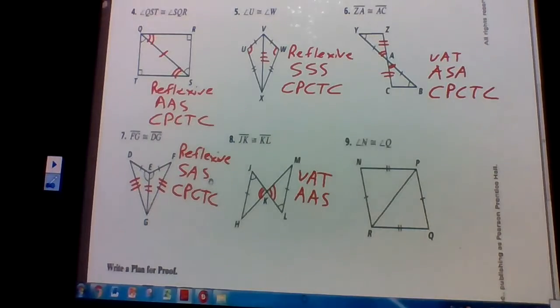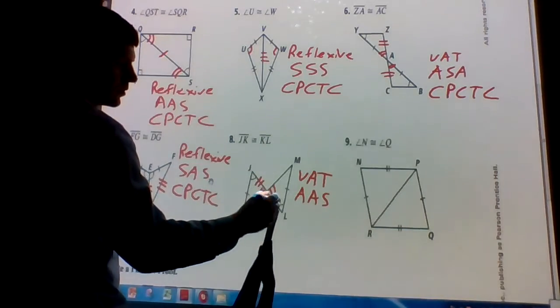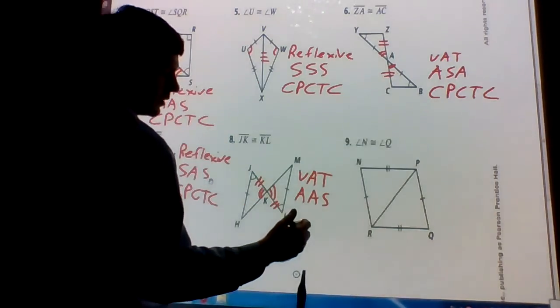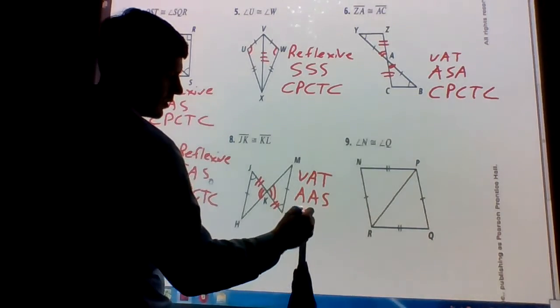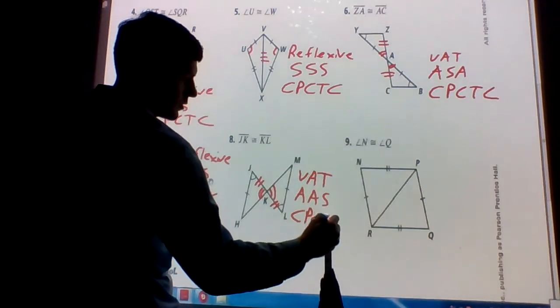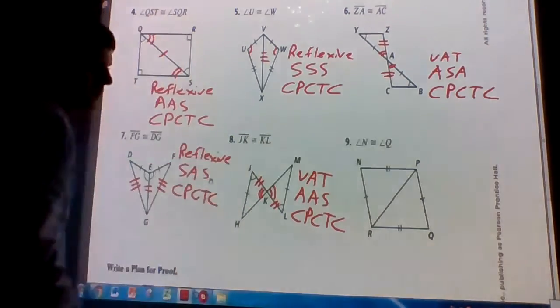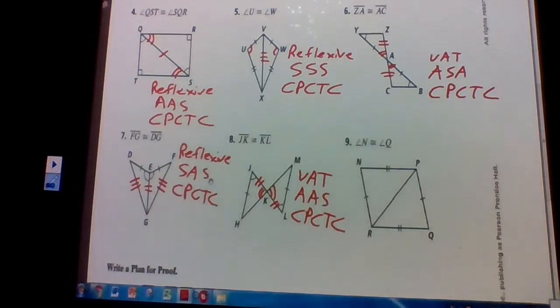Once we know the triangles are congruent, we know the corresponding sides are going to be congruent. So by the corresponding parts of congruent triangles are congruent, we know that our two sides of the triangle are going to be congruent.